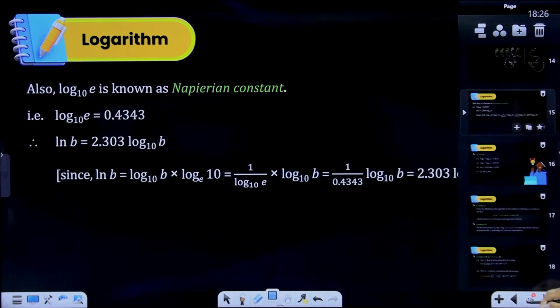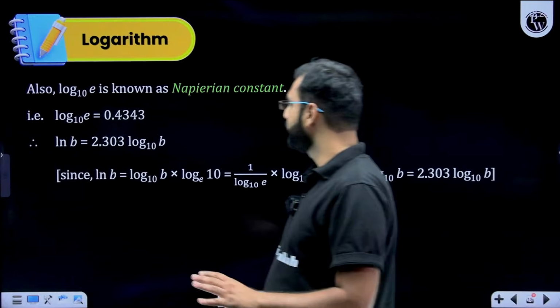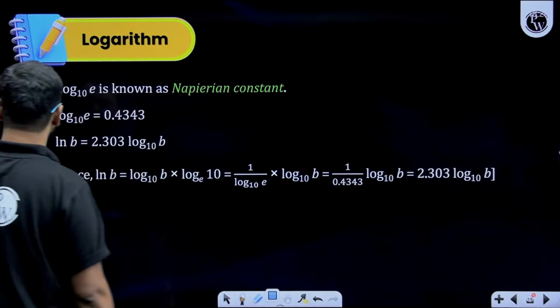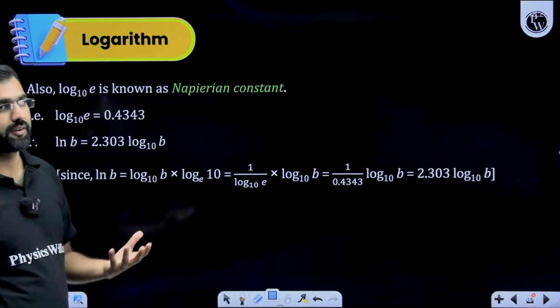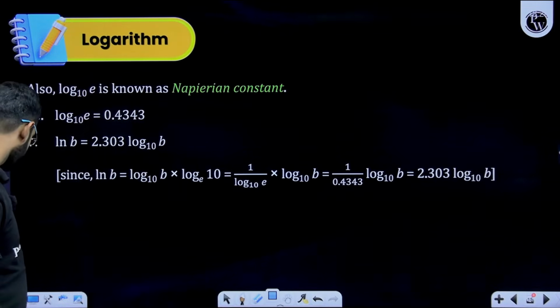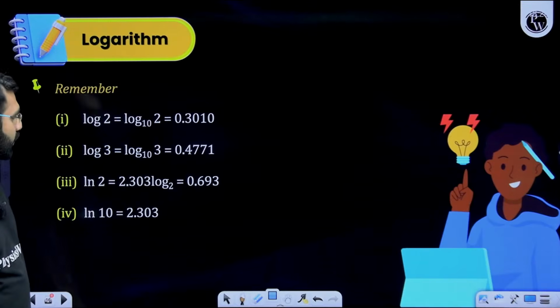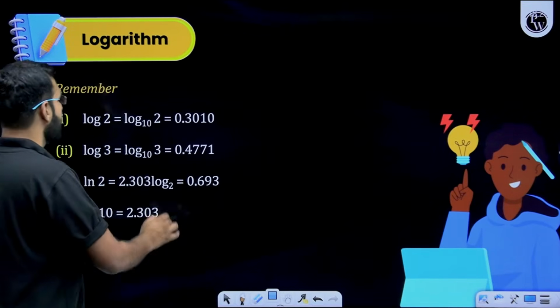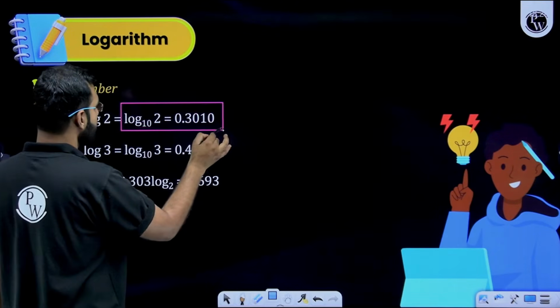Everybody understood that part? So remember one thing, if it is base 10, it is common log, and if it is base e, it is Napier's constant. Everybody with me on this? All the participants. Now, a few values you should keep with you: log 2 at base 10 is going to be 0.3010.